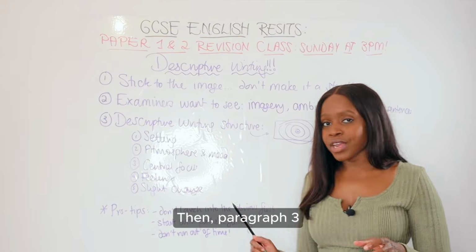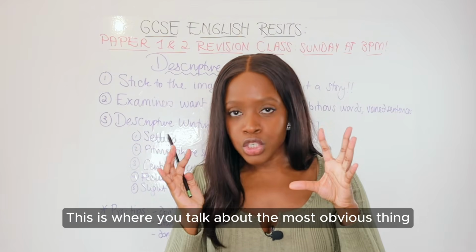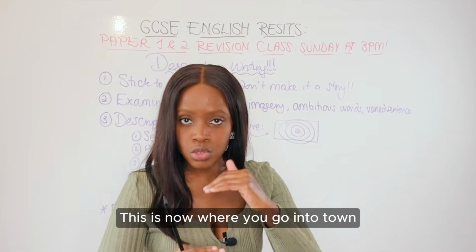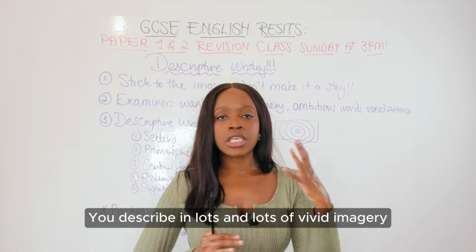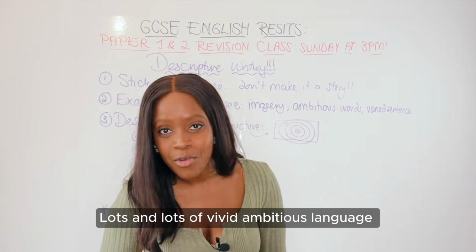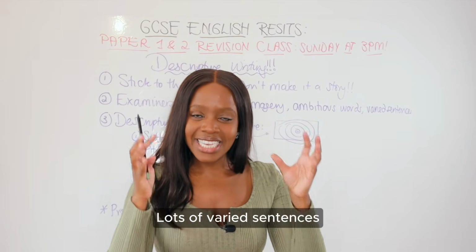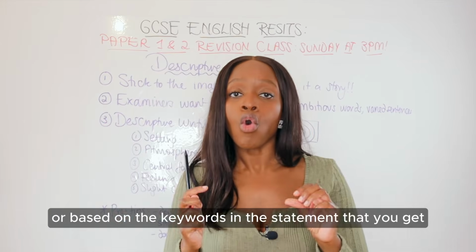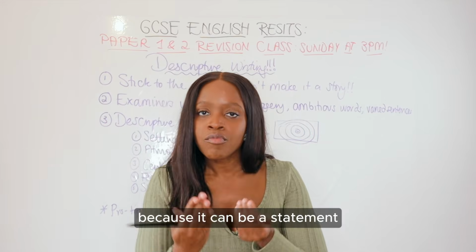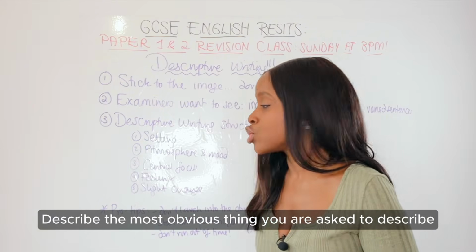Then paragraph number 3, this is where you talk about the most obvious thing you are expected to describe. This is now where you go into town. You describe in lots and lots of vivid imagery, lots and lots of vivid, ambitious language, lots of varied sentences, the most obvious thing in the image, or based on the keywords in the statement that you get for descriptive writing, because it can be a statement. Describe the most obvious thing you are asked to describe.